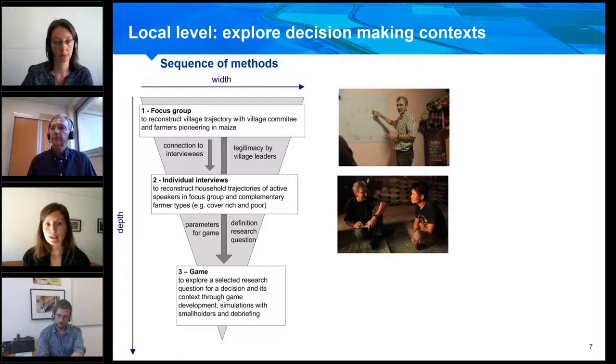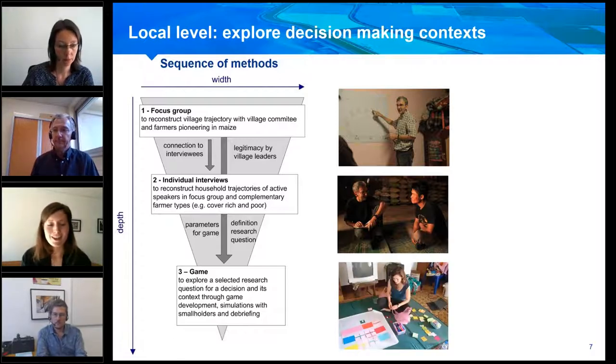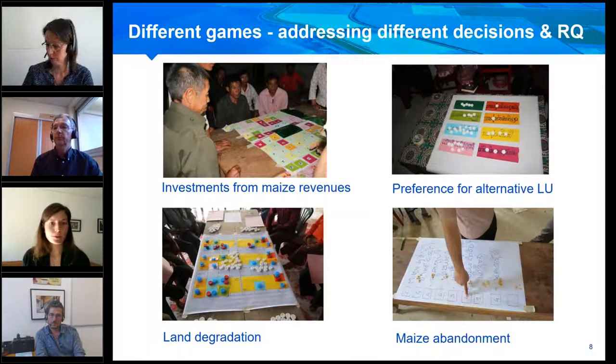With all that knowledge, we then designed a series game. So you can see me here in one of the design phases in a very short time. And then the next day, we mostly played it with a selection of villagers, around 12 people. So this is a bit showing the variety of games. Some of them were played more often because many of them were a bit similar in their decision phase. We explored investments from maize revenues, then also land degradation in particular, how to deal with it, but also what alternatives people would choose.